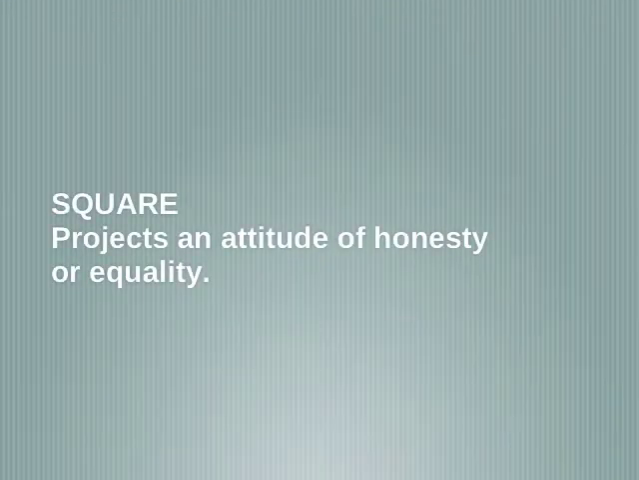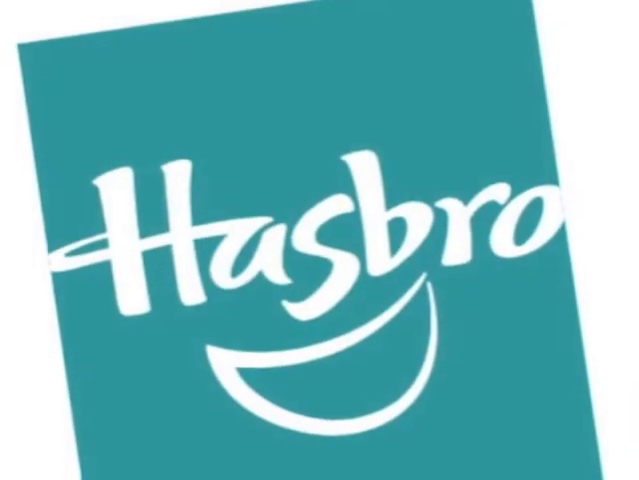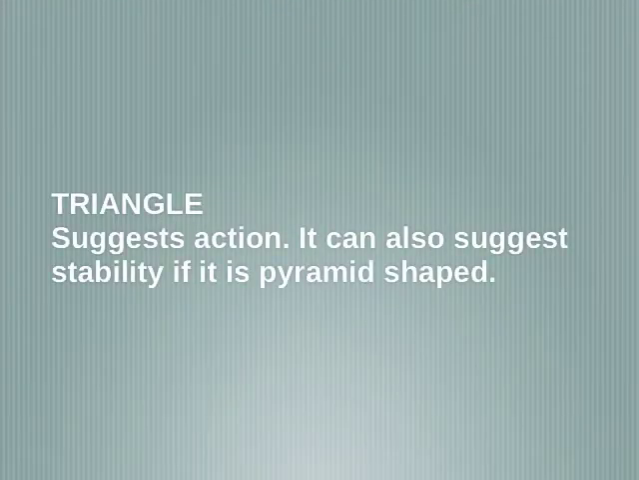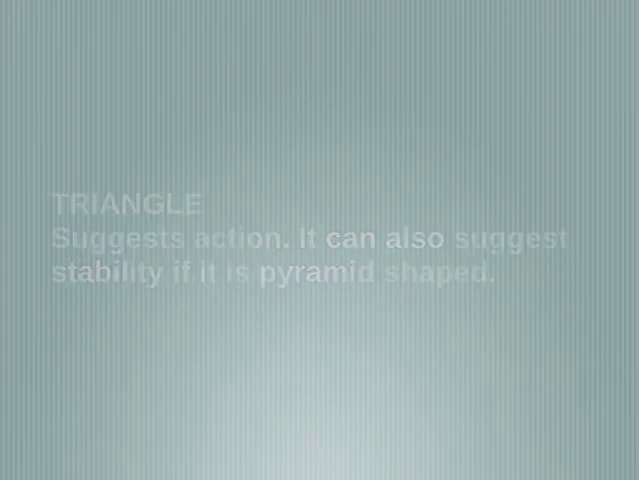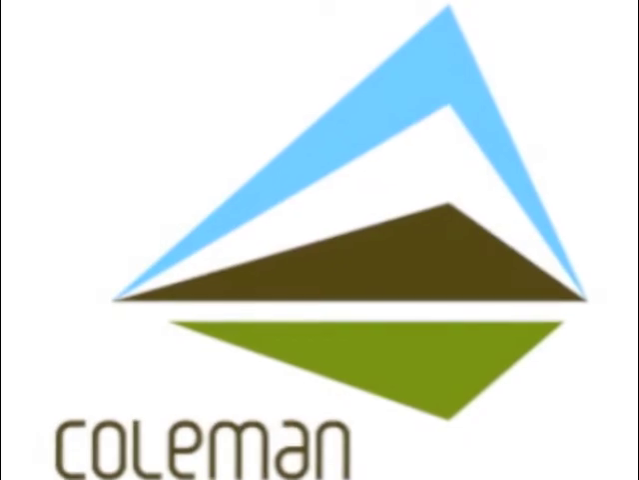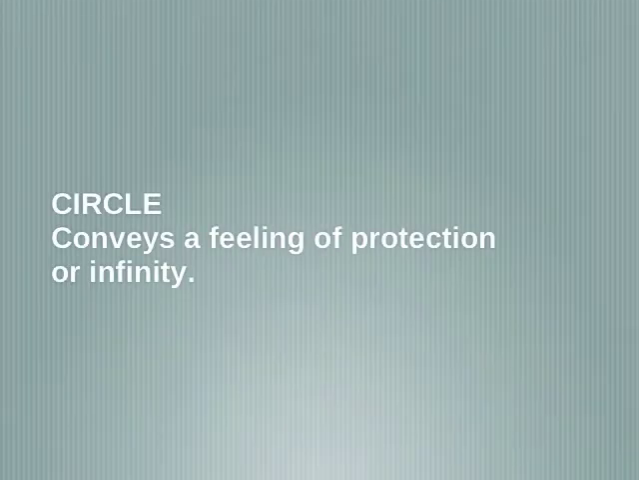In design, there are 3 basic shapes. A square projects an attitude of honesty or equality. A triangle suggests action. It can also suggest stability if it is pyramid-shaped. A circle conveys a feeling of protection or infinity.